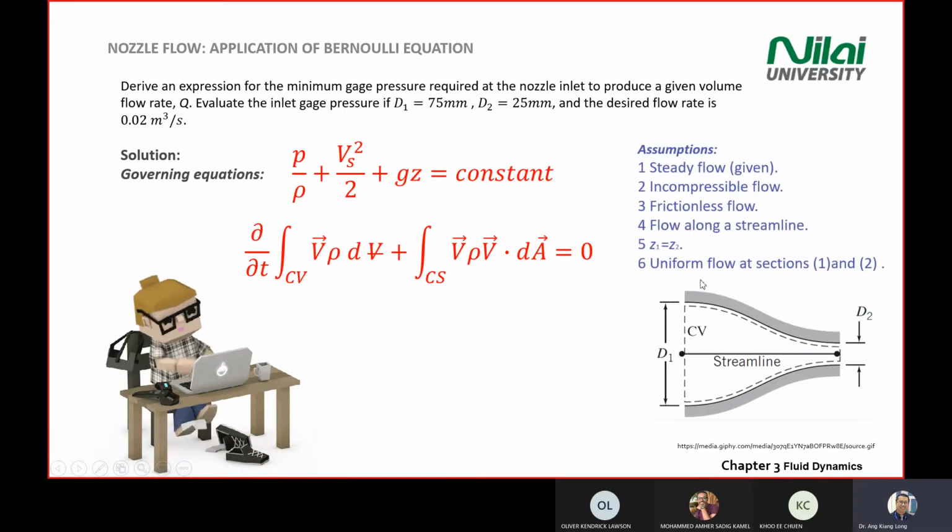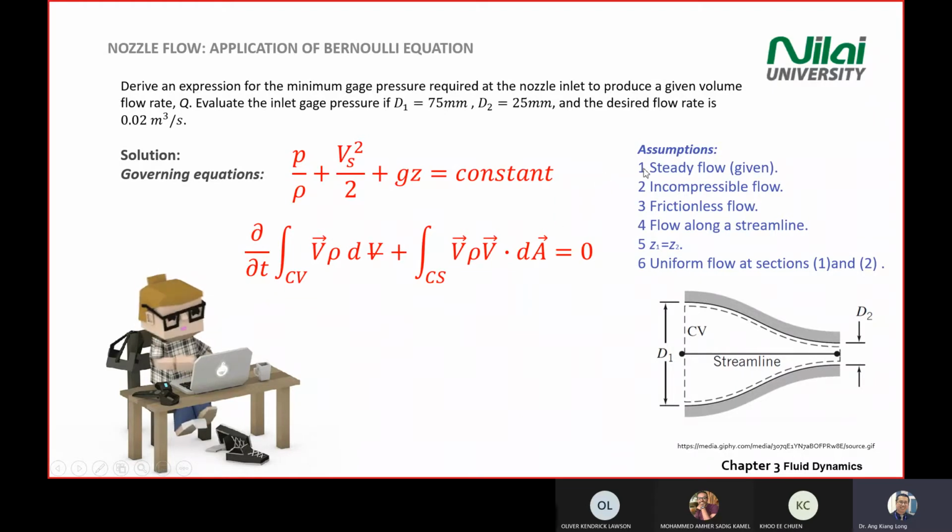We recall all the assumptions that we have for this case. We have a steady flow, incompressible, frictionless flow, and our flow is along the streamline. In this case, our elevation is the same. If you look at the diagram, the solid line is horizontal and z doesn't change. The elevation doesn't change, so z1 equals z2, and then we have a uniform flow along the streamline.